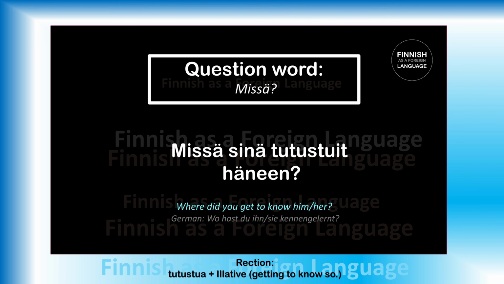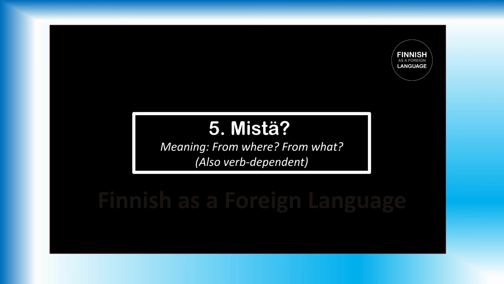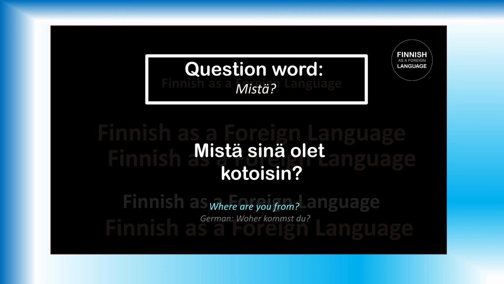And this one always requires the ilative case, which is why we say häneen. Häneen is the ilative case of hän, which means he or she. So let's repeat again. Missä sinä tutustuit häneen? Where did you get to know him or her? Alright, our next question word is mistä, which means from where or from what. For example, very common question, mistä sinä olet kotoisin? Where are you from? Mistä, from where, sinä olet, you are, and kotoisin can be understood as originally.